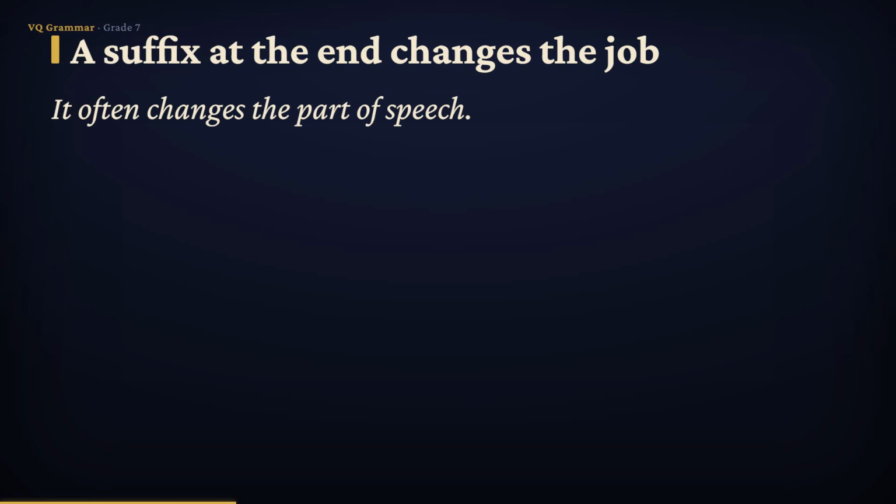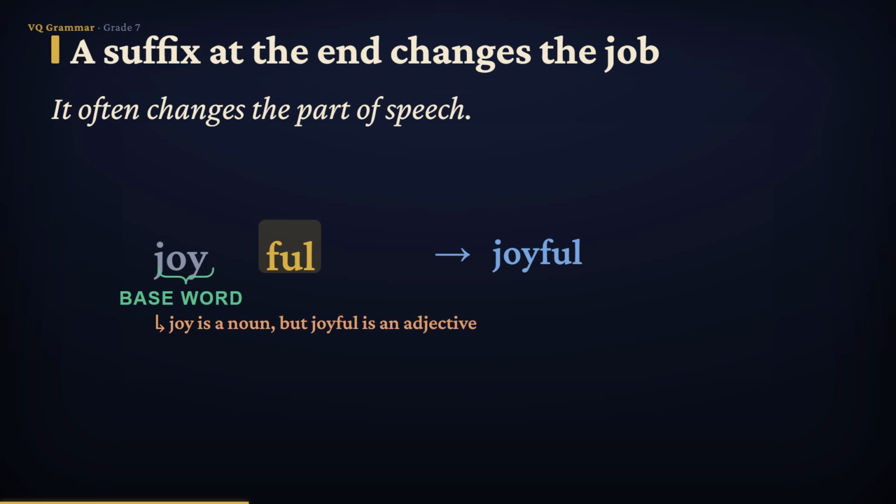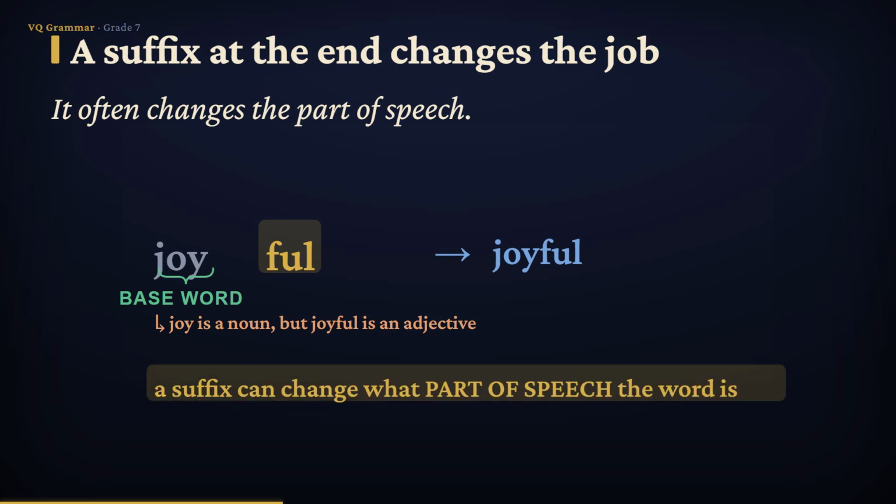Now let's flip to the other end of the word. Take the base word joy. Joy is a noun, a thing you feel. Attach the suffix ful to the end, and you get joyful. But look closely, because something bigger just happened. Joyful isn't a thing anymore. It's a describing word, an adjective. The suffix didn't flip the meaning to its opposite the way a prefix does. Instead, it changed the word's job, turning a noun into an adjective. That's the special power of a suffix. It can change the part of speech.